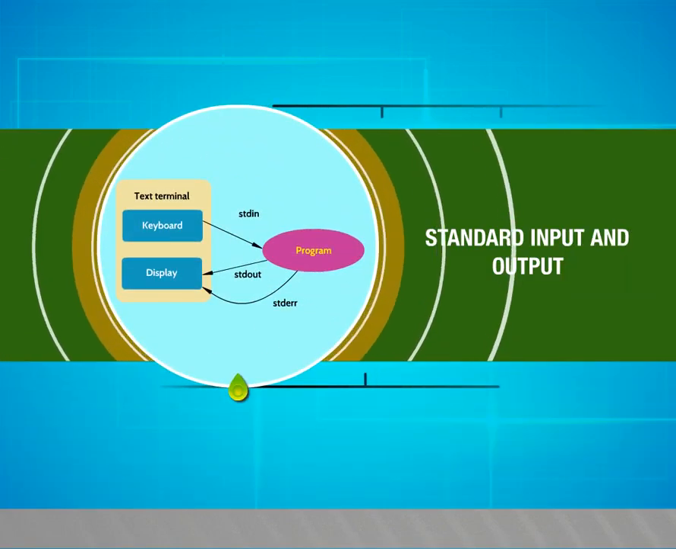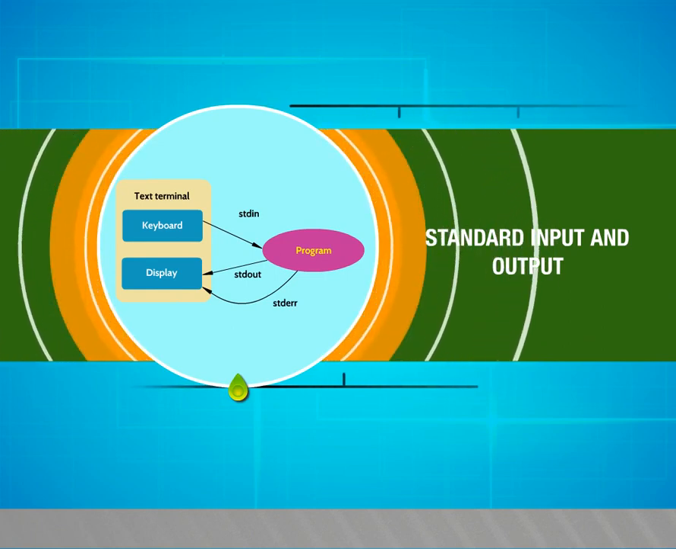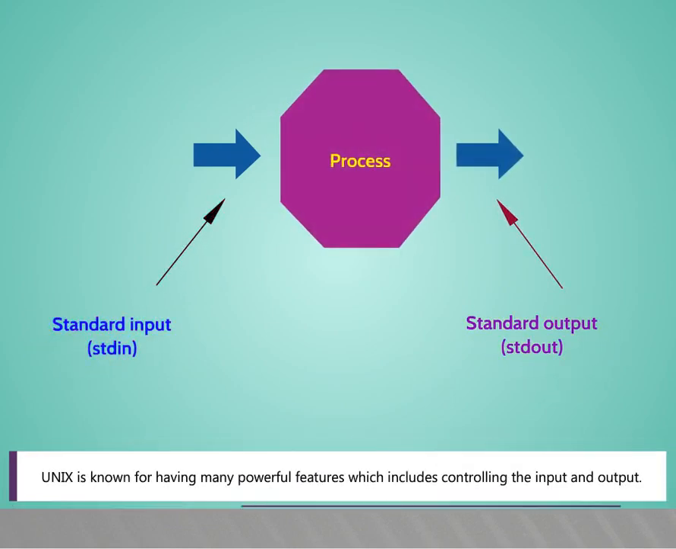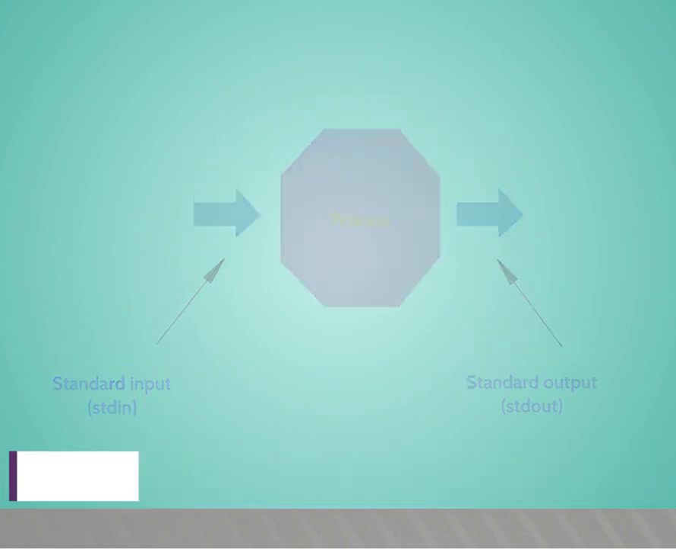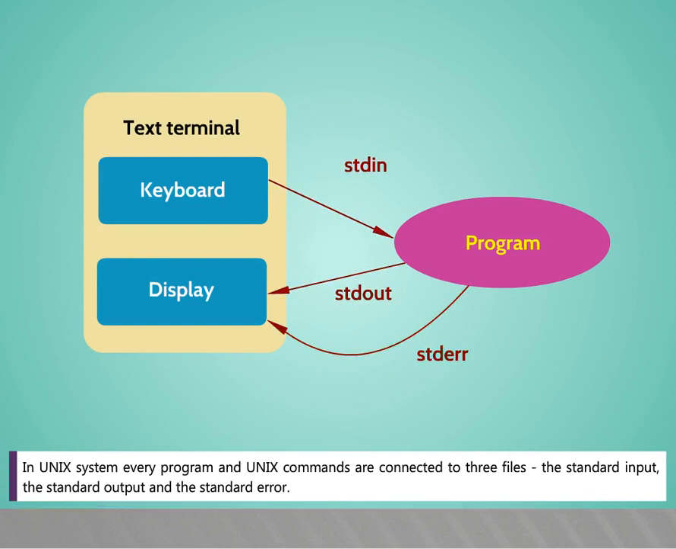Standard input and output. In this video, we are going to see about standard input and output. Unix is known for having many powerful features, which includes controlling the input and output. In the Unix system, every program and Unix command is connected to three files: the standard input, the standard output, and the standard error. Let us discuss these files briefly.